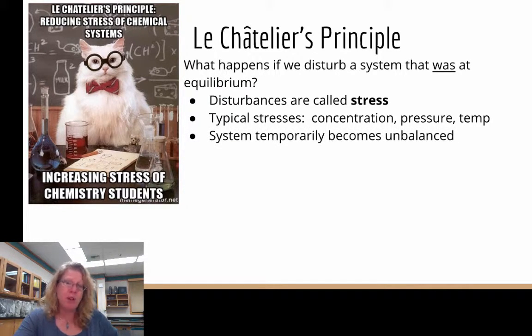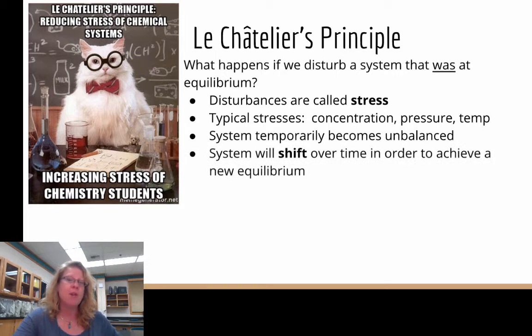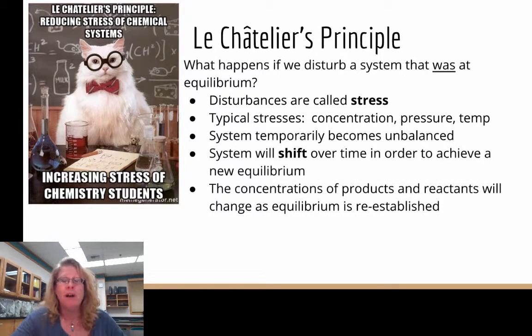The system will temporarily become imbalanced. If I apply a stress to it, it was balanced beautifully, and then all of a sudden things are changing. So temporarily, it will no longer be in equilibrium. However, equilibrium is a natural state, and as time progresses, the system will shift, which is the actual vocabulary word they use, in order to achieve a new balance. The new balance is going to be in a different place than it was before, simply because we've changed those conditions. So equilibrium will be reestablished.